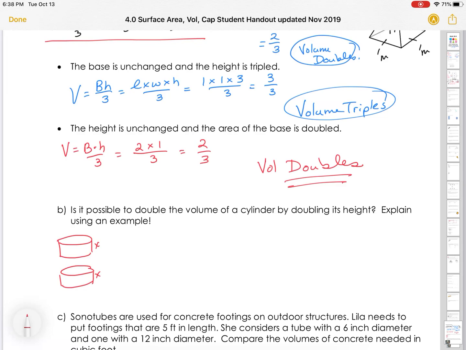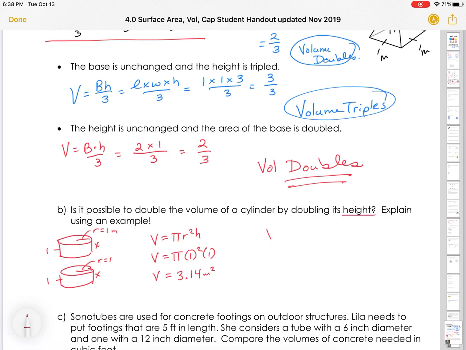So let's give us a radius of 1 and a height of 1. So just doing one of them. Volume is pi r squared h. So volume is pi times 1 squared times 1. So it would be 3.14. And we'll just say it's meters squared.